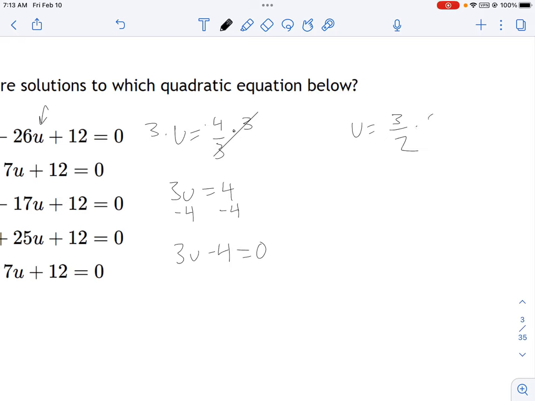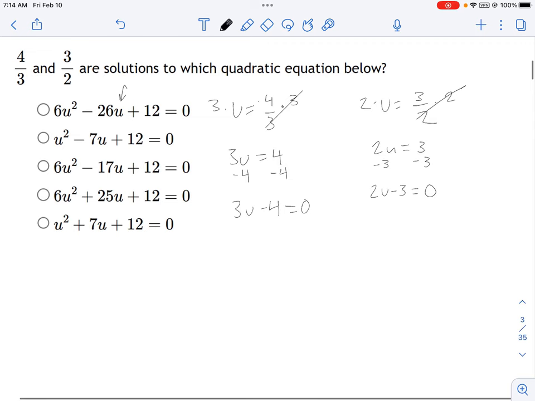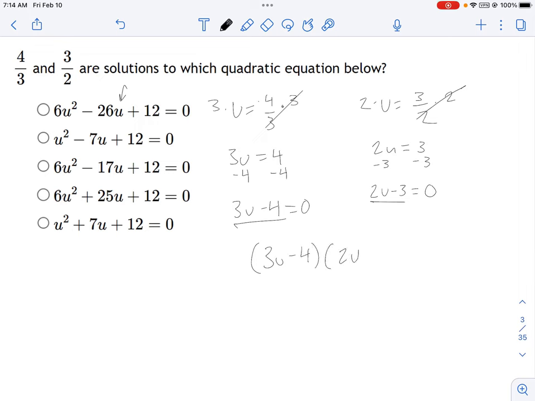We could do the same thing for our 3/2, so multiply both sides by 2, and we get 2u equals 3. Subtract 3 on both sides, and we get 2u minus 3 equals 0. Now the reason why this is helpful is because remember that when you factor something, your last step to solving by factoring is to set each parenthesis equal to 0. So if we were to write these as our factors, like this, that would be totally correct.